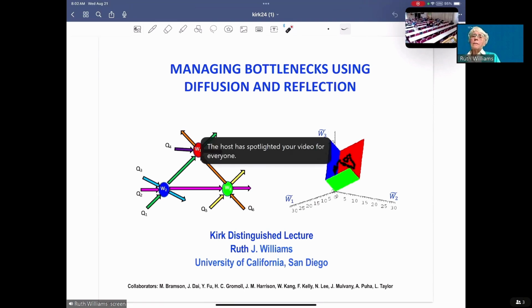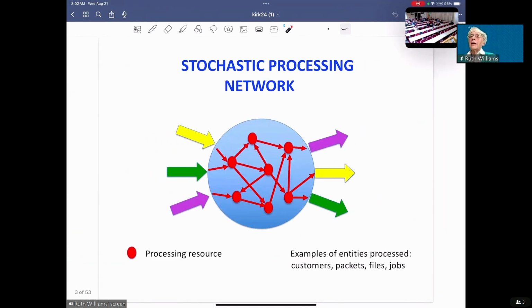At a high level, what I'm going to be talking about are what I call stochastic processing networks. This is a cartoon of a way to think about these initially. These are networks that process things, that have processing resources in them, which could be servers or machines or something able to process things in an application. Entities come into this system that need processing at various nodes in the network, and they eventually leave. Depending on the application, the entities might be customers of different types, packets of data, files being transmitted over the internet, or jobs, or in transportation, vehicles going through a network of roadways.